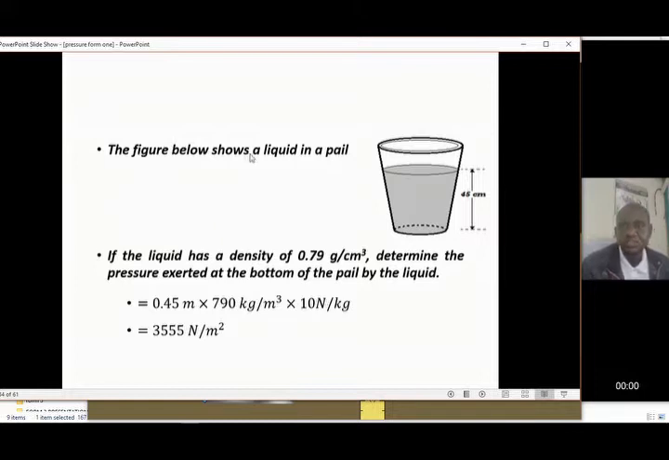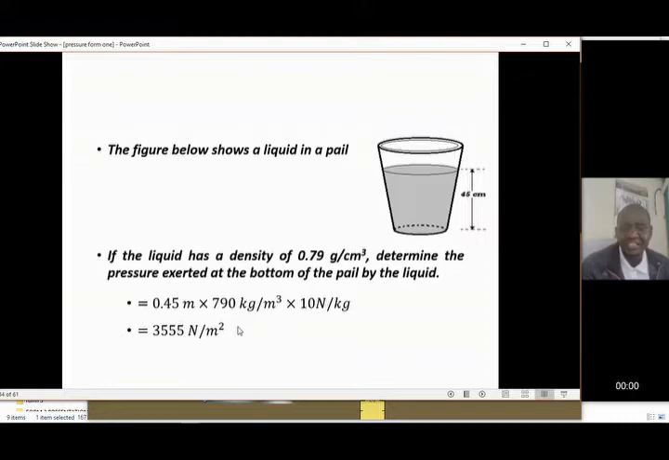Look at this one. The figure below shows a liquid in a pail. There is a liquid here. So how do you get pressure? Just get the height. The area here is not the same as the area here, so there is no cross-sectional area you take care of. So it is height, which is 0.45 meters, multiplied by the density of the liquid, multiplied by g. So 0.45 times 790 times 10. What we said is that height must be in meters, density must be in kilogram per meter cubed, and g must be in newton per kilogram. The answer is 3,555 newton per square meter.